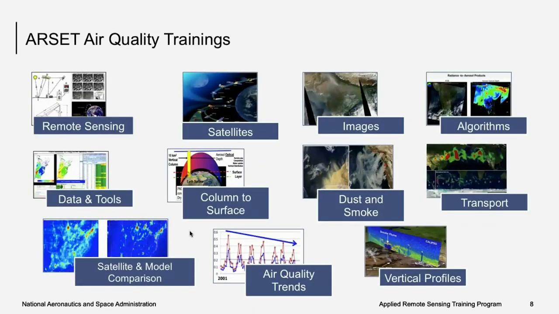The ARSET air quality theme covers a range of topics starting from the fundamentals of satellite remote sensing, image interpretation, satellite algorithms, data and tools with various kinds of specific scientific analysis. Not all the topics are covered in each training, but each training is designed to address specific applications or end user community needs. For example, this webinar series is addressing particulate matter pollution in reference to United Nations Agenda 2030, also known as SDGs.